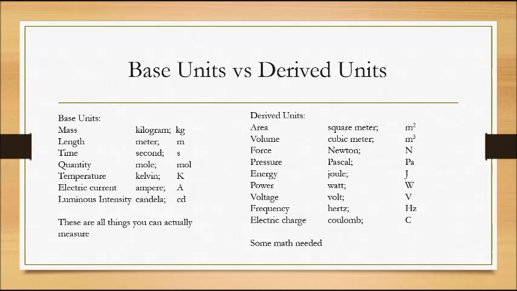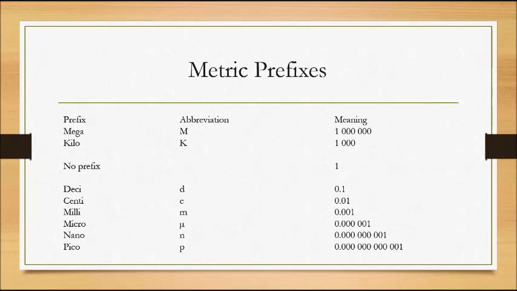Moving along, we also have metric prefixes. These are prefixes, something you put in front of the base units or the derived units to make them bigger or smaller. The first two, mega and kilo, are going to be bigger. So a mega, like a megameter, would be 1 million meters. A kilometer would be 1,000 meters. No prefix is obviously just the base unit itself. So 1 meter is 1 meter.